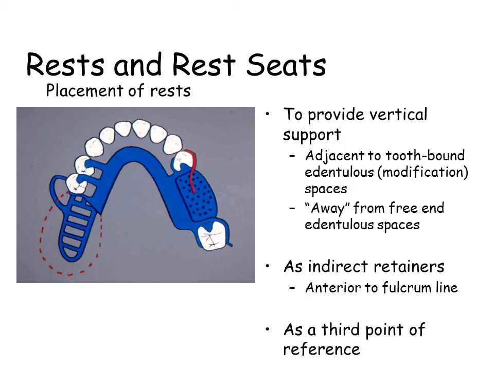Refer to the Kennedy templates found in the student manual. Rests are generally placed on teeth adjacent to the edentulous space, to provide vertical support to the partial denture. In the case of tooth-tissue-borne RPDs, they are placed on the tooth side away from the edentulous space. In the case of tooth-borne spaces, they are placed more readily on the tooth side adjacent to the space. When used as indirect retainers or third points of reference, they may be placed anterior to the fulcrum line, as far anterior as reasonably possible.